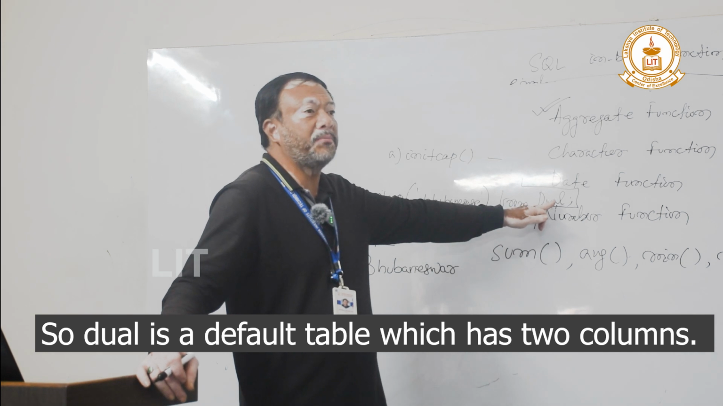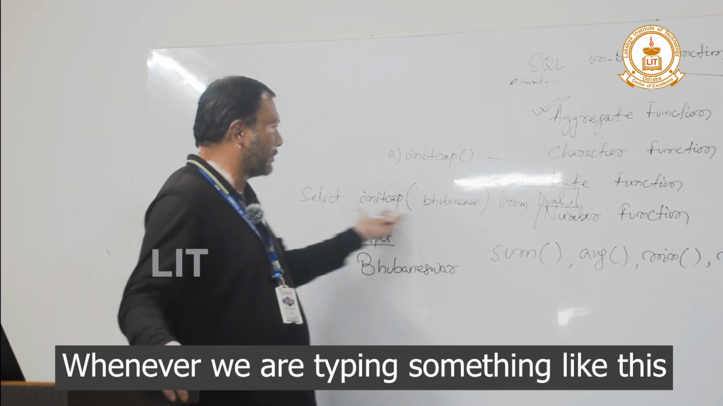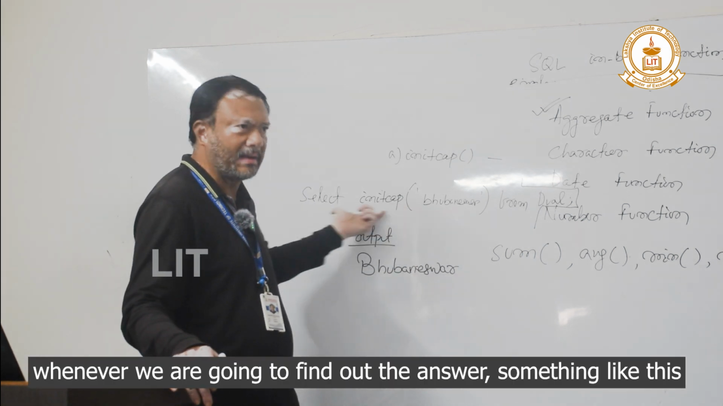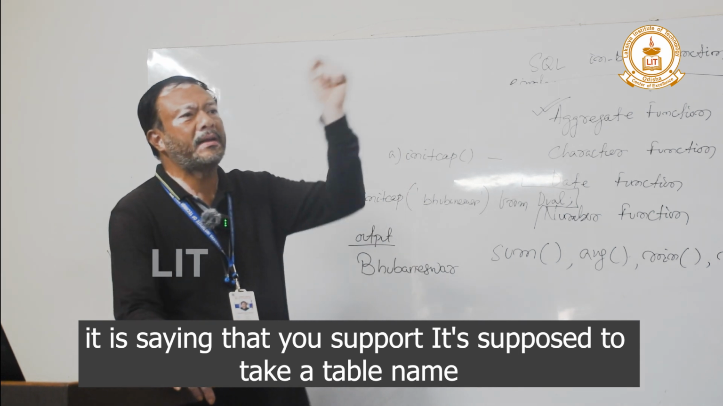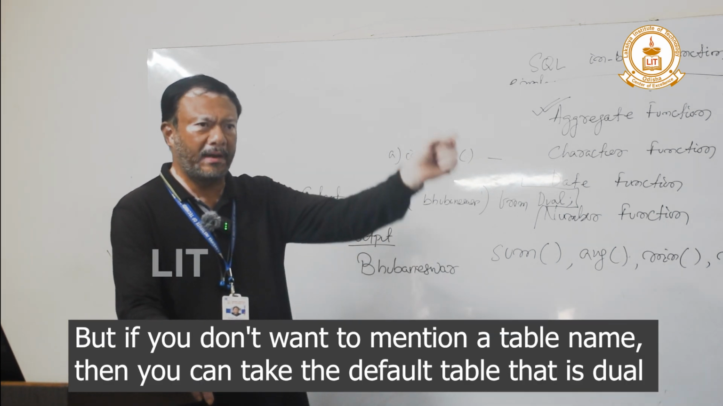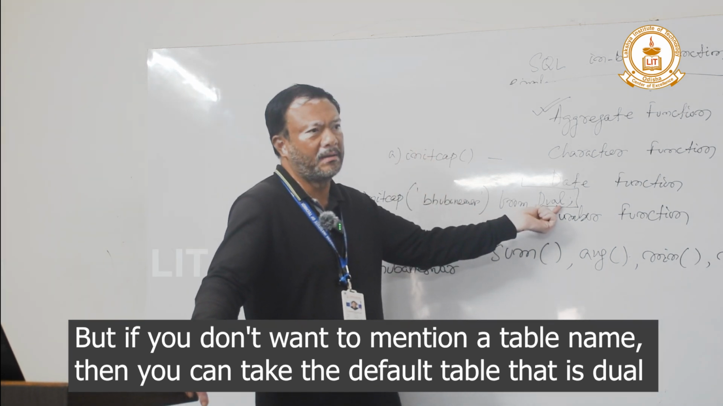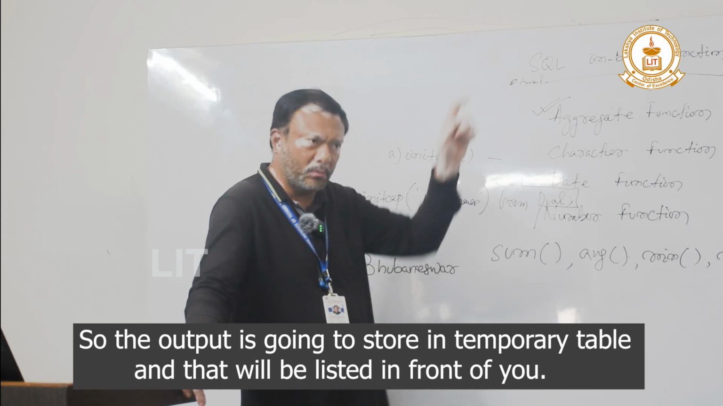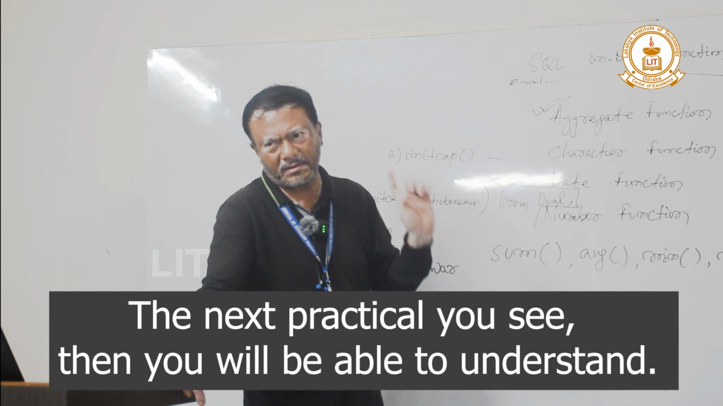So dual is a default table which has 2 columns. Whenever we are typing something like this, whenever we are going to find out the answer, it is saying that you are supposed to take a table name. But if you don't want to mention a table name, then you can take the default table, that is dual. So the output is going to be stored in a temporary table and that will be listed in front of you. In the next practical you will be able to understand.